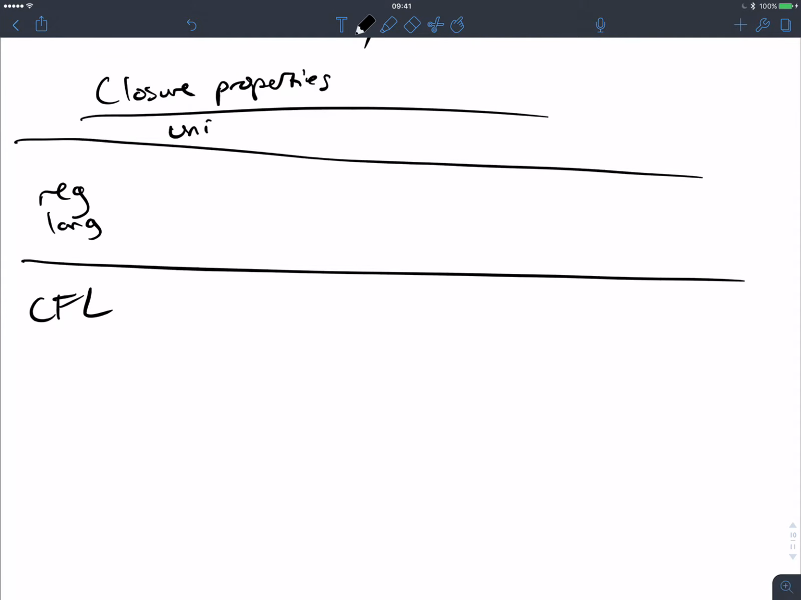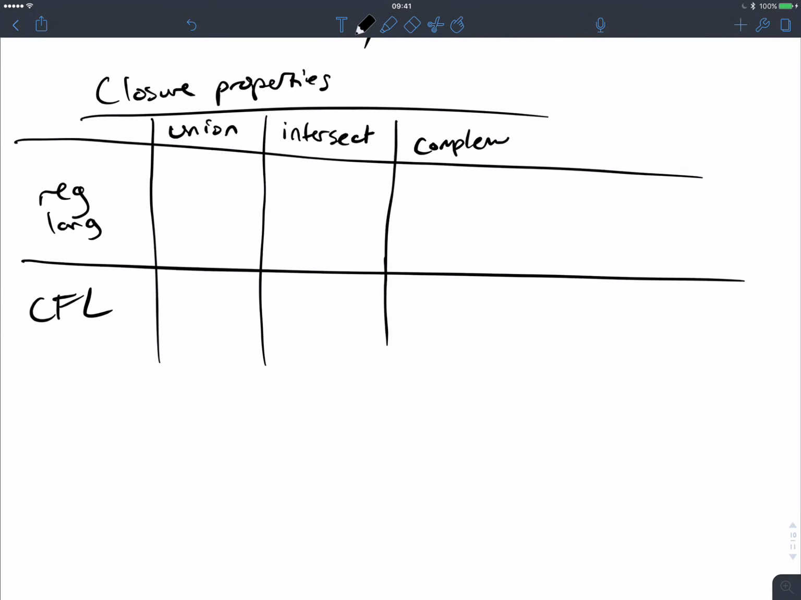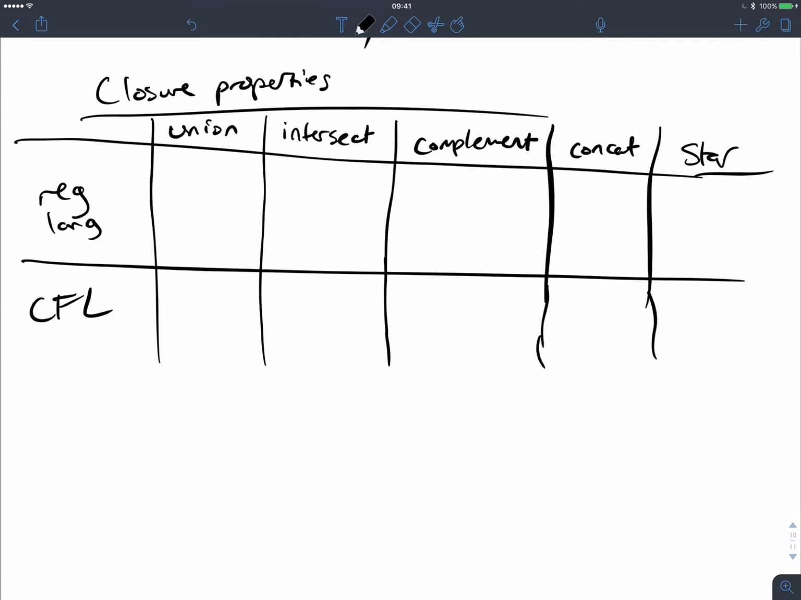So let's put union, intersect, complement, concat, star. So these are the 5 fundamental ones. So what do we know for the regular languages? Yes, it's all of them.